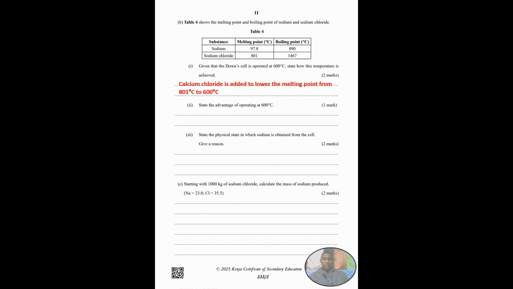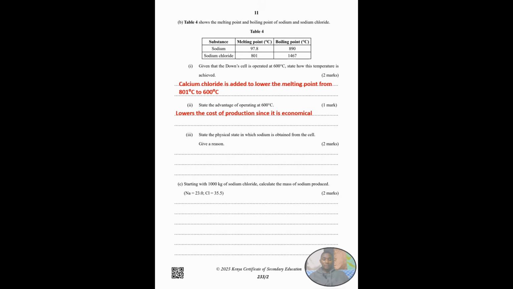State the advantage of operating at 600 degrees Celsius. We have said that the process is economical, it's a bit less expensive, or it is cheap. So we say it lowers the cost of production since it is economical. So very little electricity is used, and this makes the process a bit cheaper, or more economical.